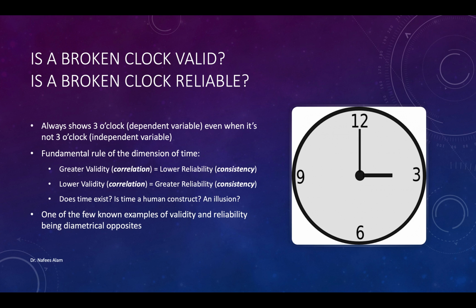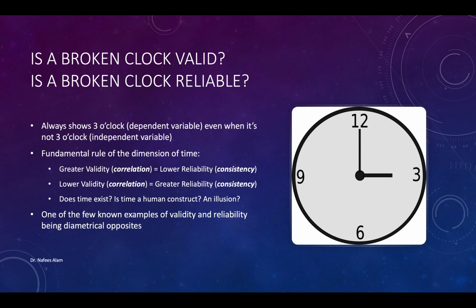Now, this is kind of like a mind-blown type of example, at least the first time I learned it. I learned this in the context of theoretical physics, so it was a little bit of a different environment for me. But it's one of the fundamental rules of the dimension of time, in that the greater validity you have, the lower the reliability you will have in the context of time.